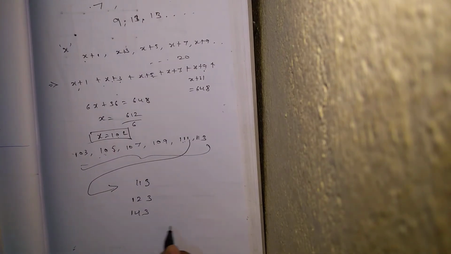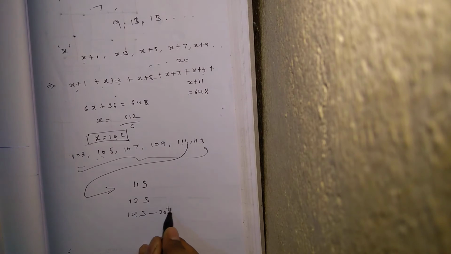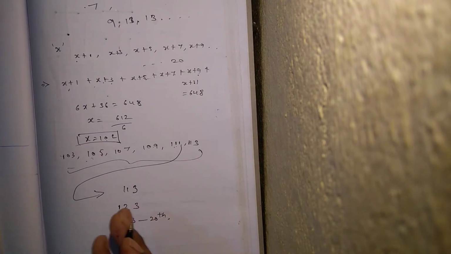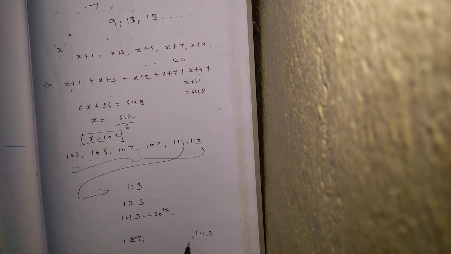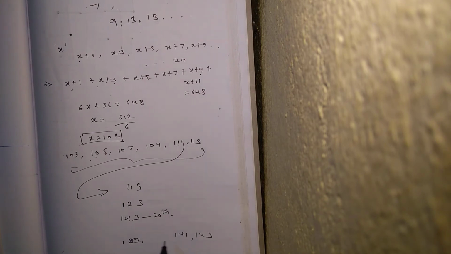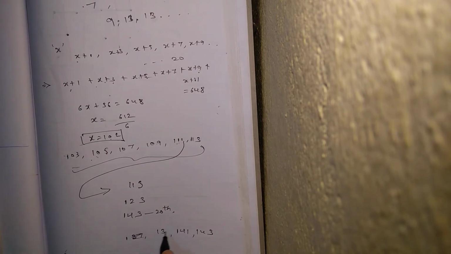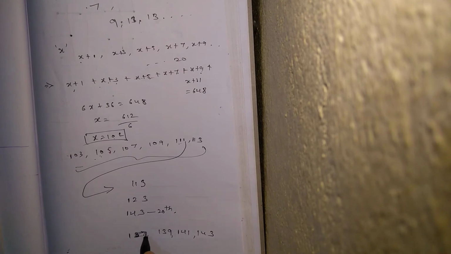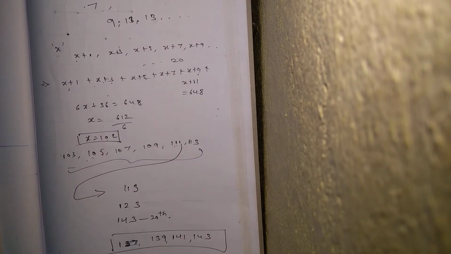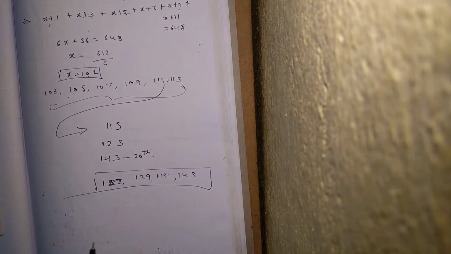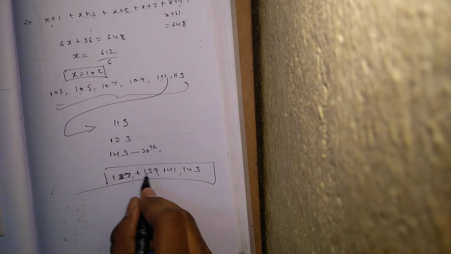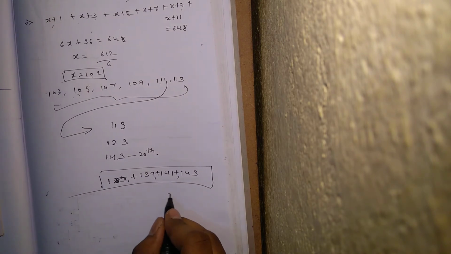So the last 4 numbers are, this is the 20th number, 143, and the numbers before this 20th number will be 141, before this 139, and before this 137. So these are the last 4 numbers, and he did not ask us for the last four numbers. He asked us for the sum of the last four numbers. That means 137 plus 139 plus 141 plus 143, which is 560.